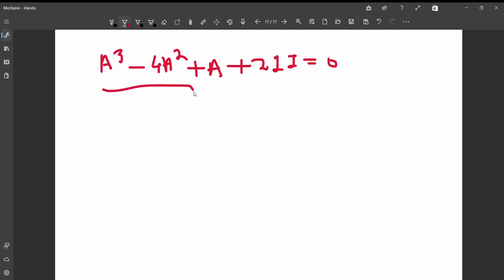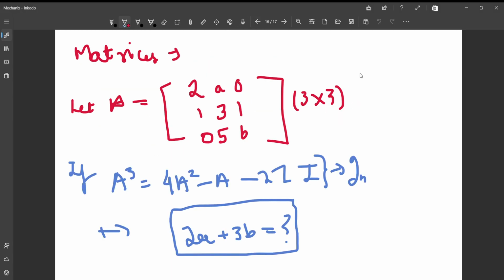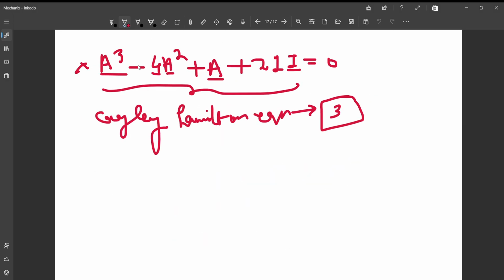This is a Cayley-Hamilton equation for a matrix of degree 3. Each of the coefficients present before A cube, A squared, A, and I actually represent something in the main matrix that is given in the question.